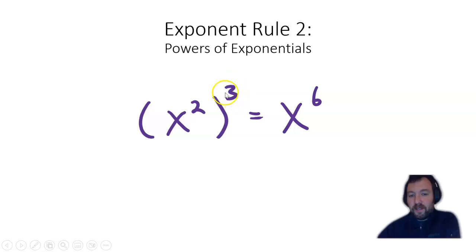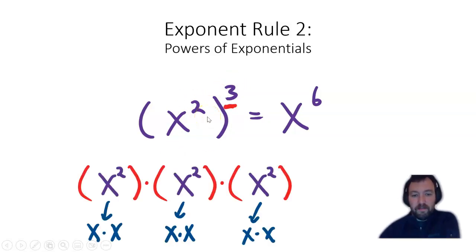Well, if I cube this thing, it means multiply by itself how many times? 3 times. And if I multiply x squared by itself 3 times, each of those x squareds now gets its own spot there. There's 3 of them. But each of those x squareds is worth 2 x's, right?